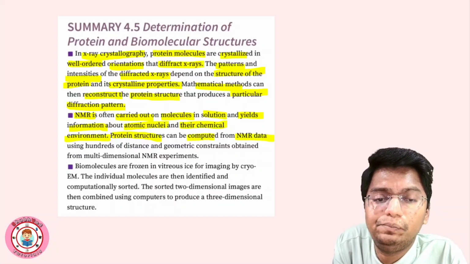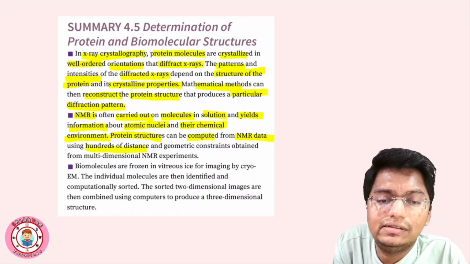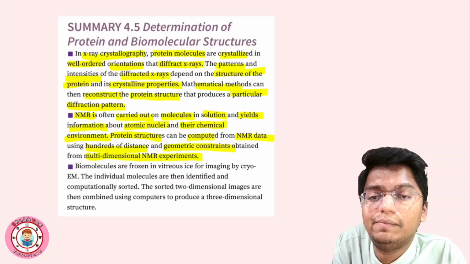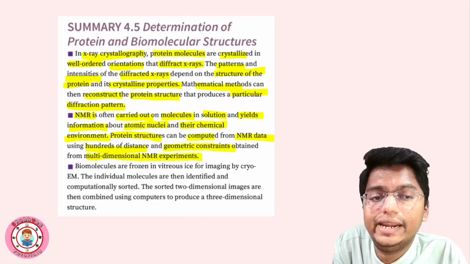NMR data से compute मतलब डेटा हम आइसोलेट कर सकते हैं using hundreds of distance and geometric constraints obtained from multi-dimensional NMR experiments. Okay, multi-dimensional means what? One dimensional, two dimensional analysis करके then एक हम 3-dimensional analysis, okay, 3D structure data determine कर सकते हैं using the 2D data. Got it?